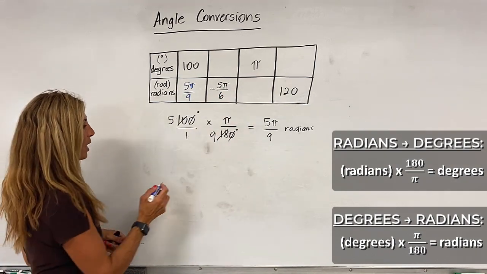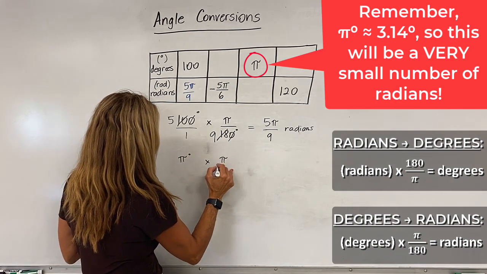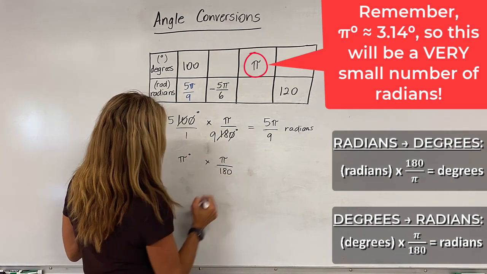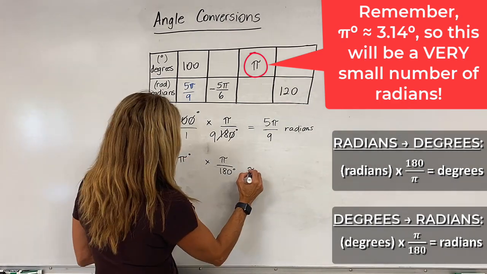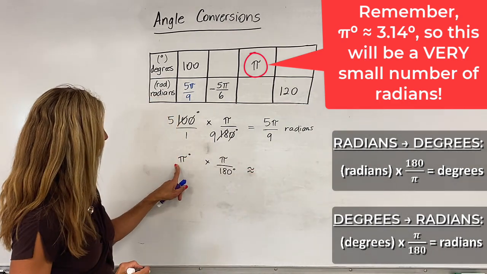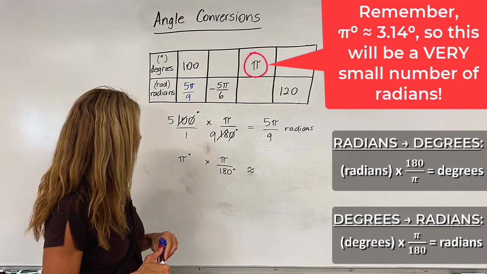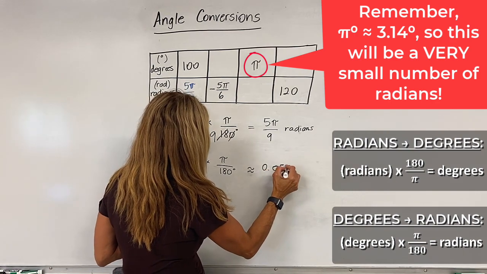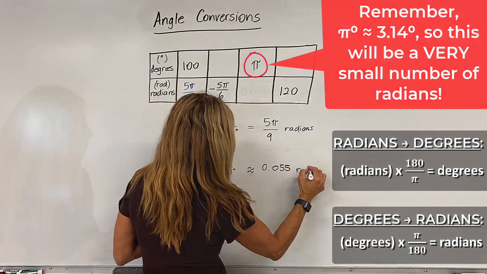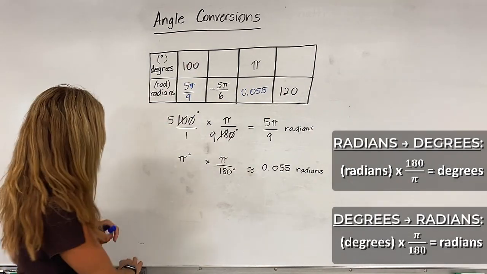We have pi degrees. We're going to multiply by pi over 180. Again, our degrees cancel out, and we are left with pi times pi divided by 180, which, using our calculator, is 0.055 radians. Now we can move into converting from radians to degrees.